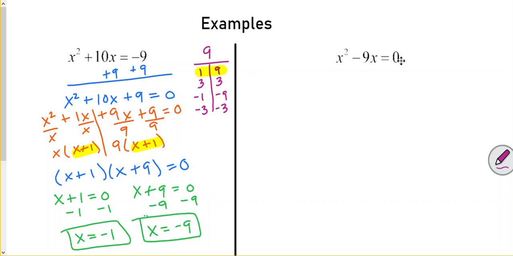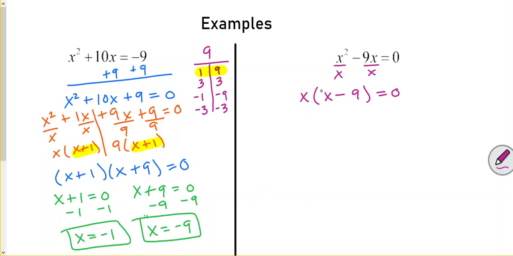And the second equation already equals 0. Now I have to go through my factoring steps. Is there a GCF between these? And this one there is, because they both have an x. So I want to take my GCF out first, x, and then parentheses x minus 9 equals 0.